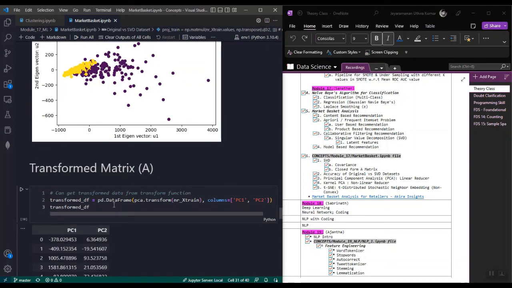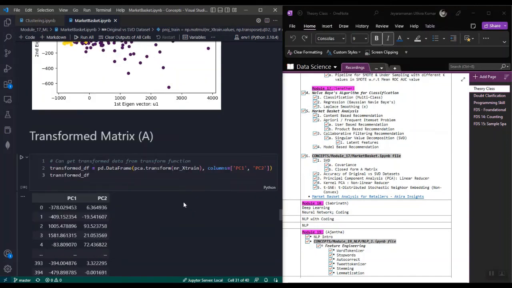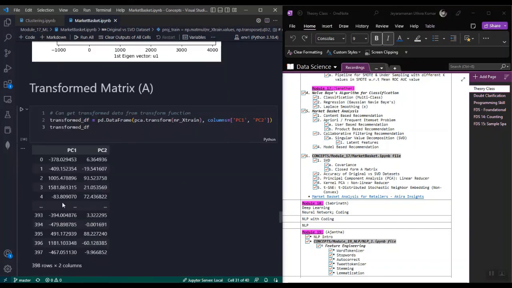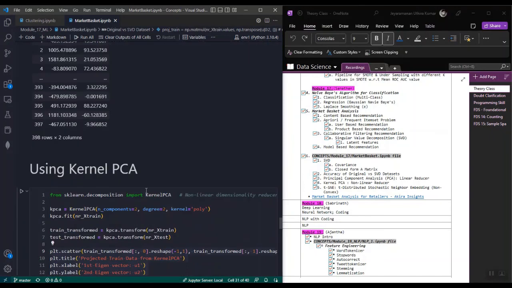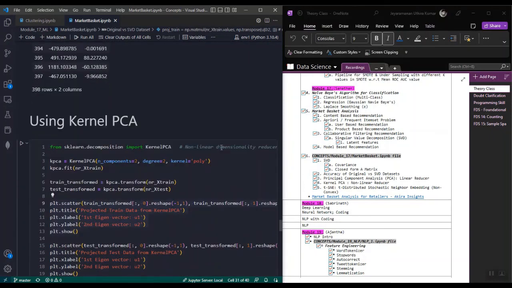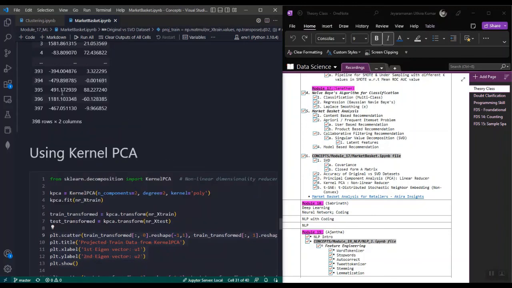We can also get the transformed data from the transformation function. PCA.transform will give us the transformed data. As you know, it is 300 samples and only 2 features. In the previous case, we did it manually, right? This uses the direct results. Another method is called kernel PCA, which is a non-linear dimensionality reducer. We just fit the training model and then transform the training model, which directly gives us this dataset.